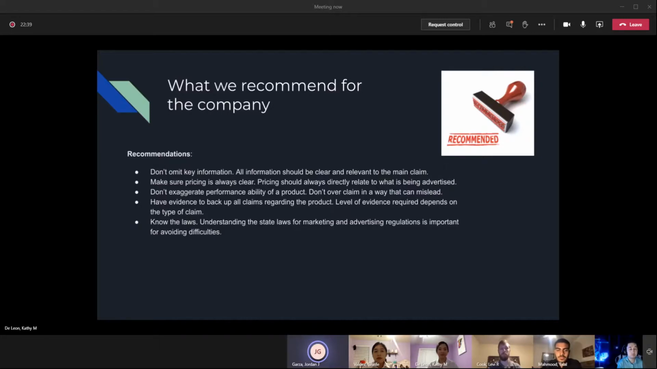For the fourth bullet point, you need to have evidence to back up all your claims regarding your product. The level of evidence you have depends on the type of claim. For example, if you're making a large claim, you need a substantial amount of evidence to back that up, so that your consumer can understand and realize that your claims are actually credible and not just coming from thin air. And lastly, know the laws. Understanding the state laws for marketing and advertising regulations is important for avoiding difficulties when actually advertising products.